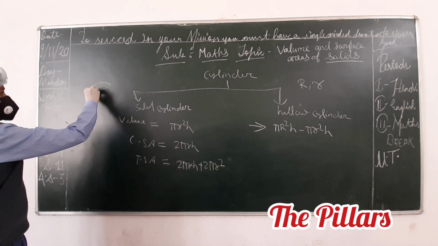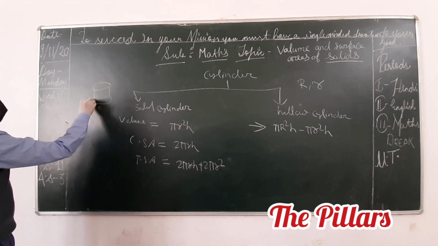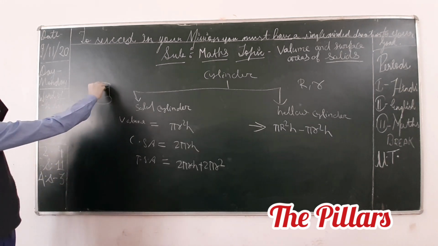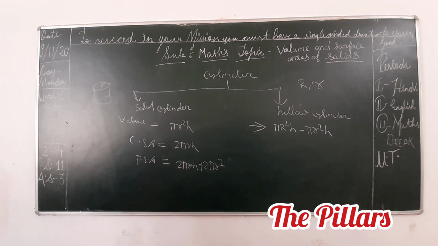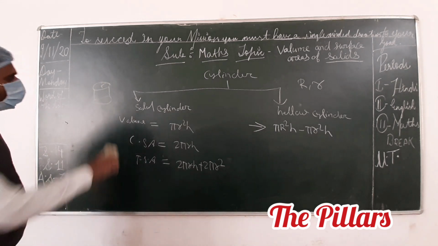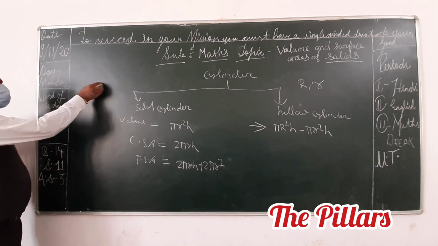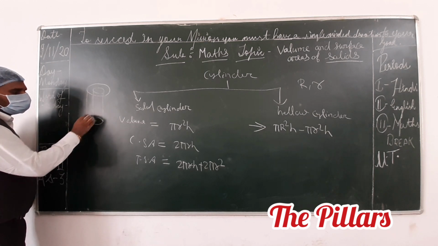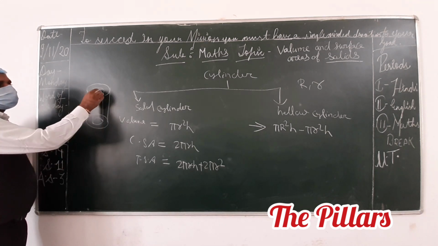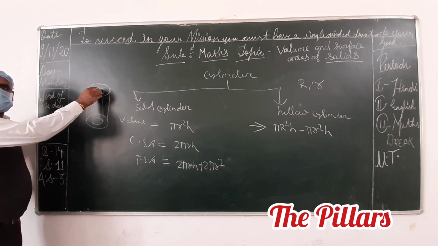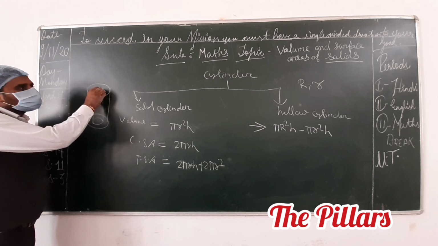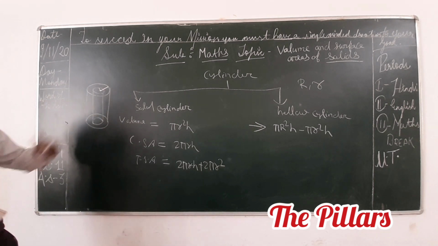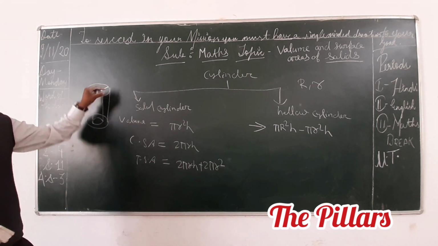This is the cylinder. This is the capital R, the outer radius, and this is the inner radius, the small r. Suppose you have a hollow cylinder like that. Then the centers of both cylinders are the same. This is the capital R, and this is the small r. From the center, the total radius includes the thickness of the material.